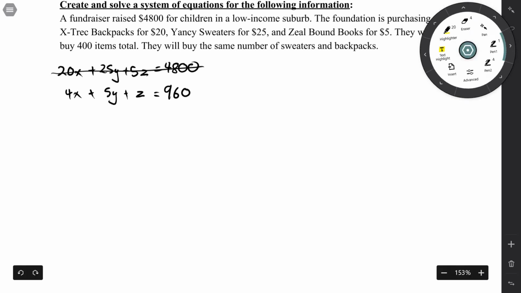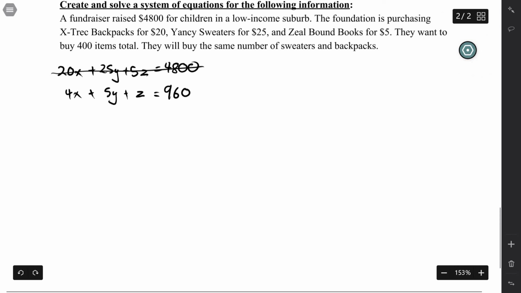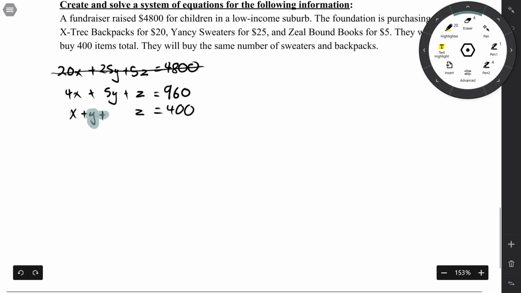The next piece is that they'll want to buy 400 items total. Okay, so that's just x plus y plus z equals 400. I should line these up. Let me erase this and write it in line.